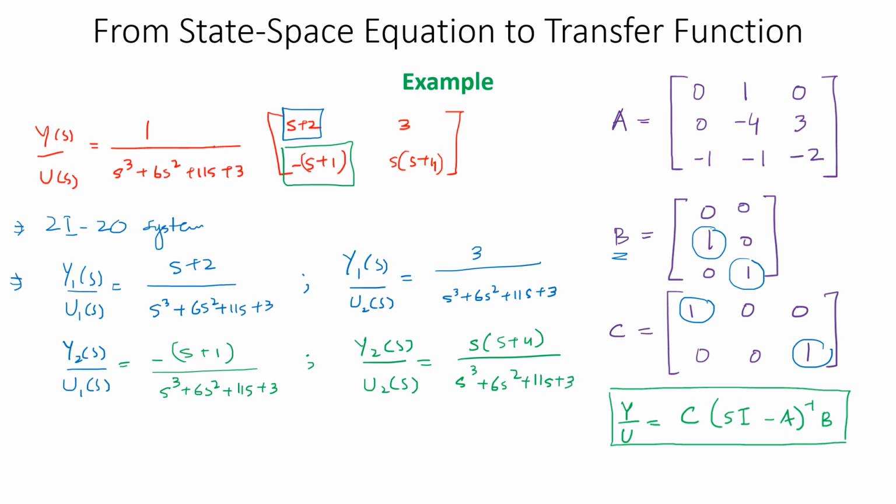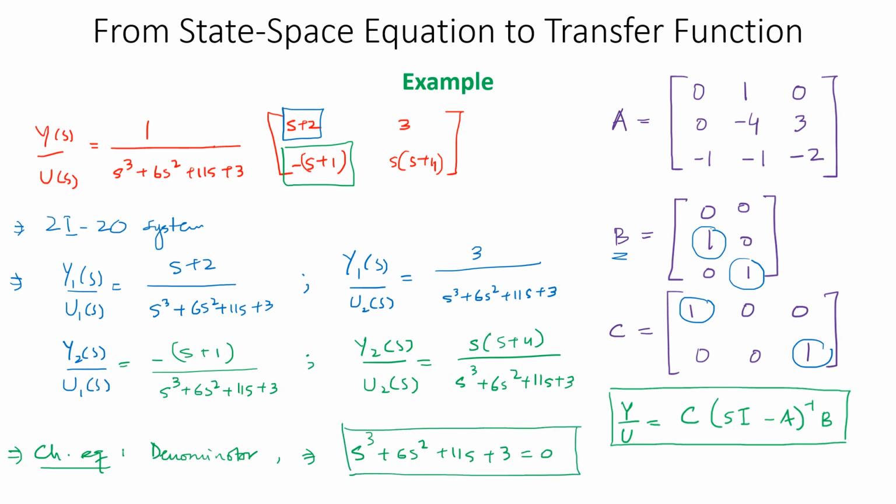Now in that particular scenario, you can see that you have 4 transfer functions corresponding to individual outputs and corresponding inputs. On top of that, you can also identify that the characteristic equation is the denominator, and that is when you put this s cubed plus 6s squared plus 11s plus 3 equal to 0. And this equation is going to be further elaborated later on when we discuss the stability of the system and the placement of poles on the S-plane, which is one very important tool to identify or comment on the stability and performance of a particular system.